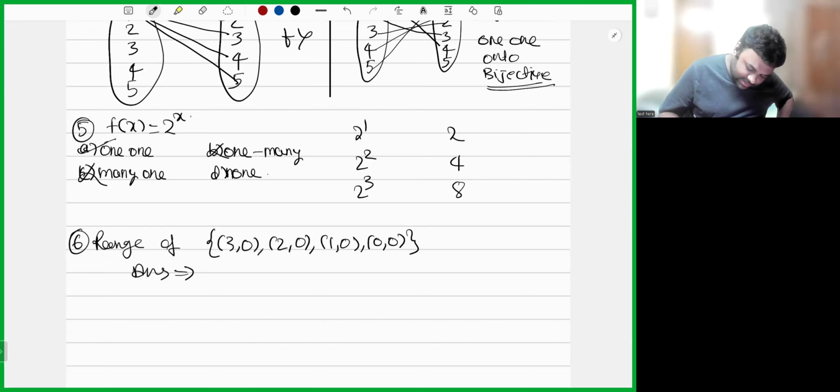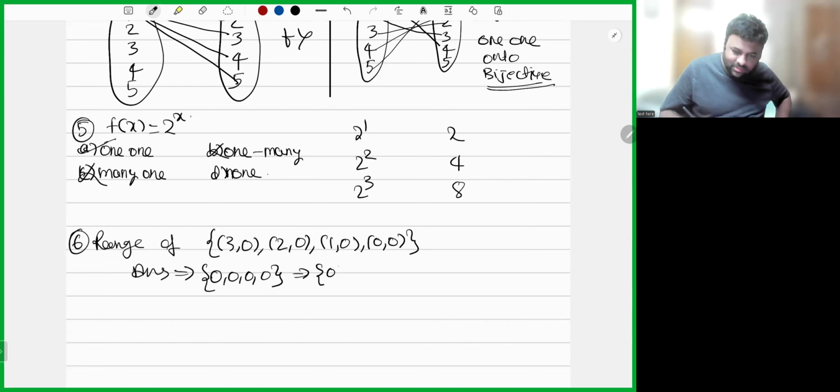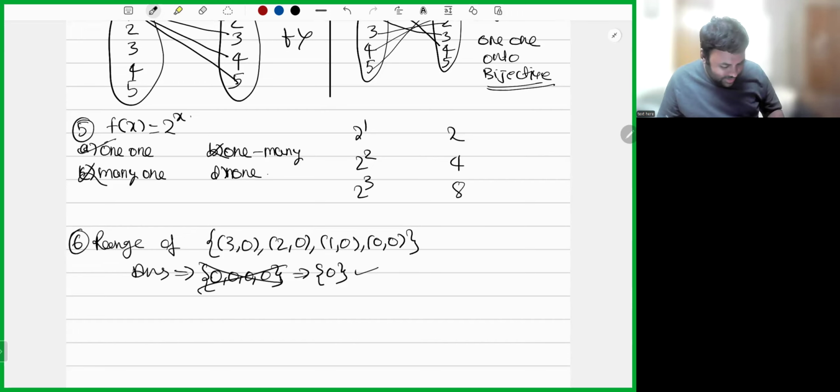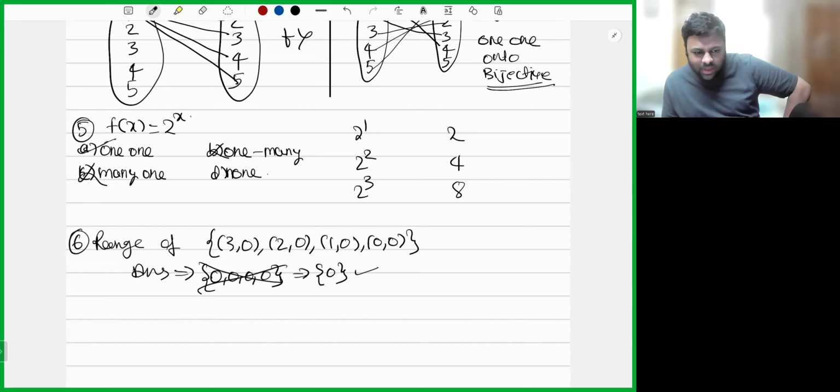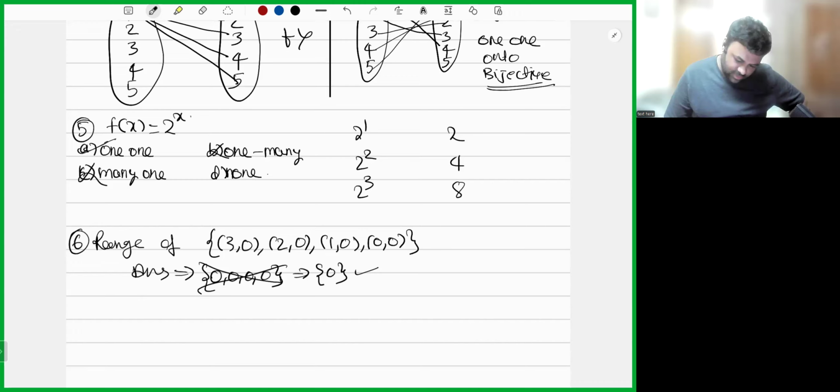Sir, 0, 0, 0, 0. No, the answer is 0. This is the answer. First time it's not 1, it is 0. Range means where the mapping is ending. Okay, that would be your range.